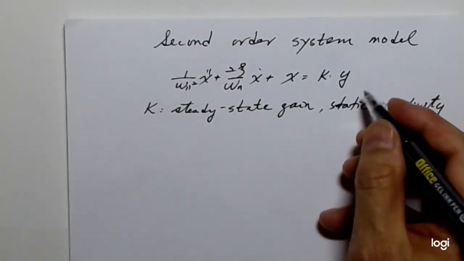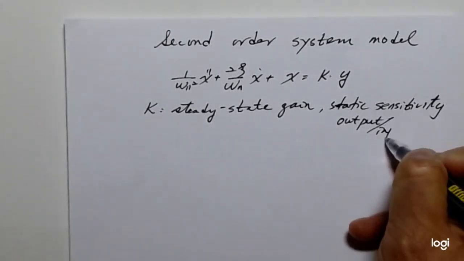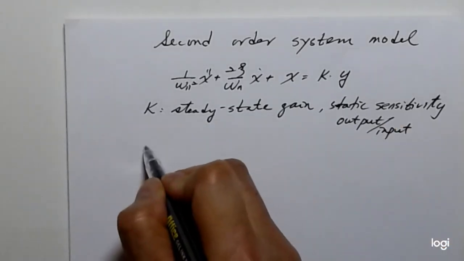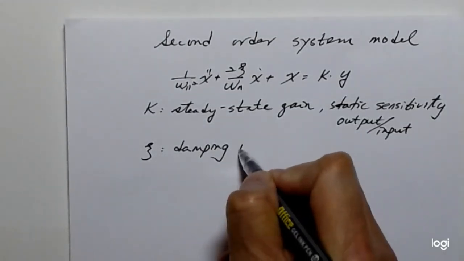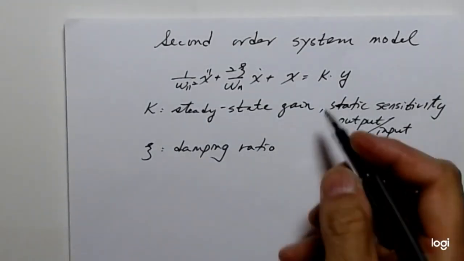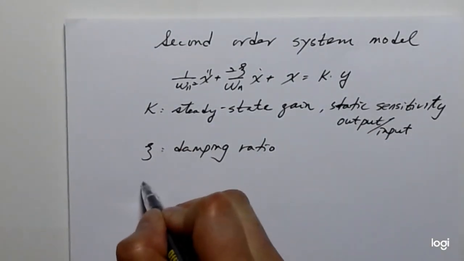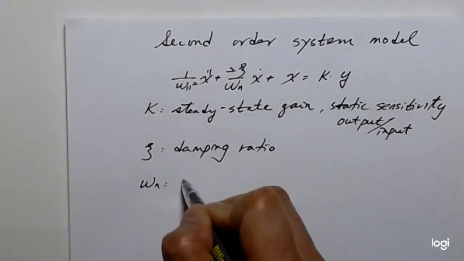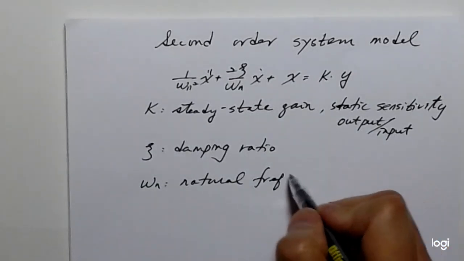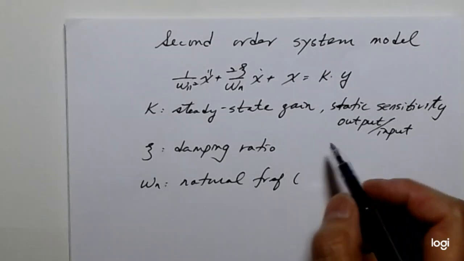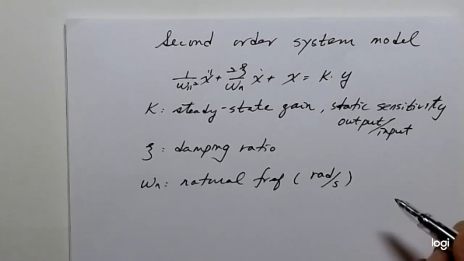By definition, that would be the output unit divided by input unit. And then we have zeta, which we define as the damping ratio. There's no unit for this, it's a ratio. Then we have omega n, which is the natural frequency of the system. For unit consistency, the unit should be radian per second.